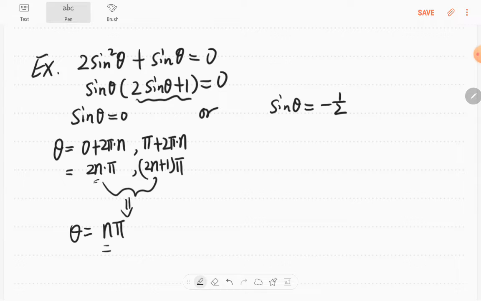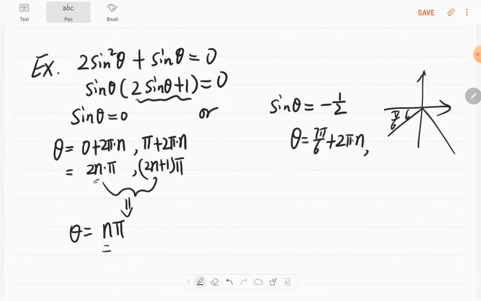For this case, sine theta is negative 1/2. So the reference angle is pi over 6. So you have negative, which is in the third and fourth quadrants. So this one would be 7 pi over 6 plus 2 pi times n. And another one is 11 pi over 6 plus 2 pi times n. This is pi over 6.